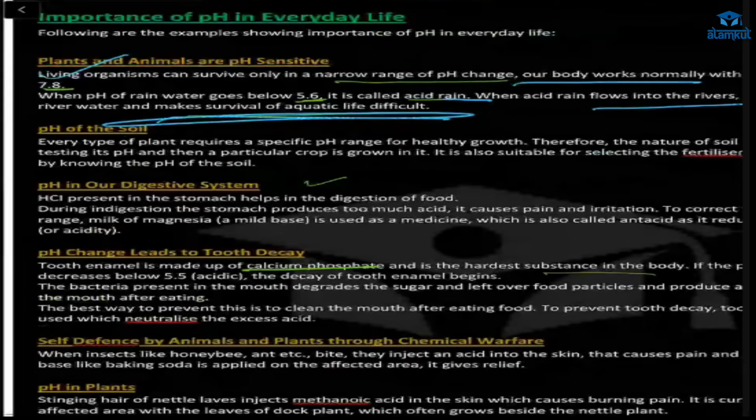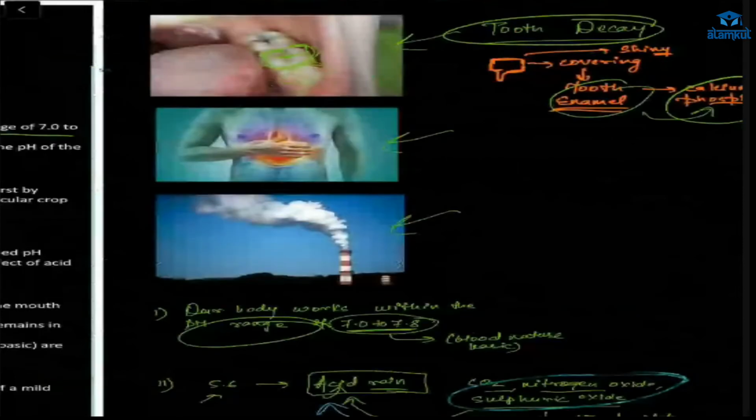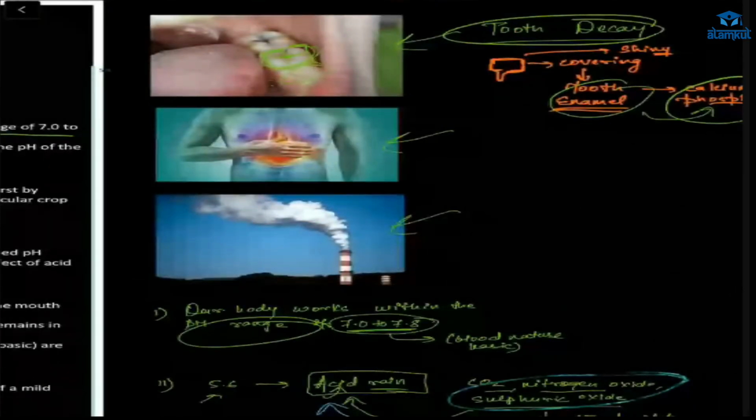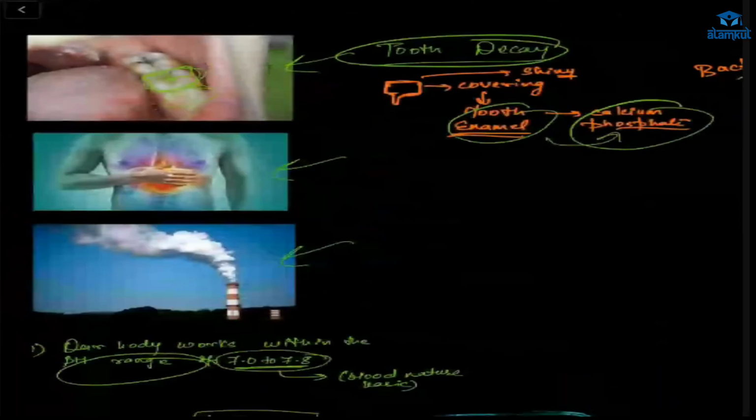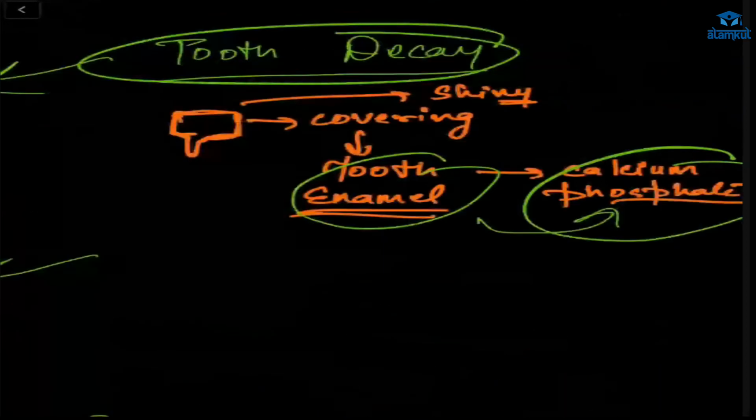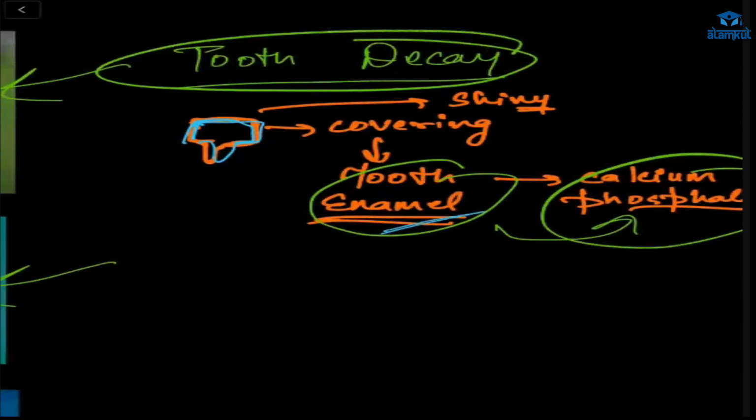Okay, now let me teach you this. What is tooth decay? Mostly at night, what happens is that most of the people don't wash their teeth and they sleep, right? So our tooth, let's say this is my tooth, and on my teeth there's a covering, and that covering is known as the tooth enamel, and this covering is made up of calcium phosphate.